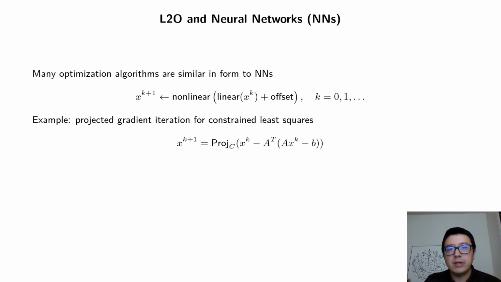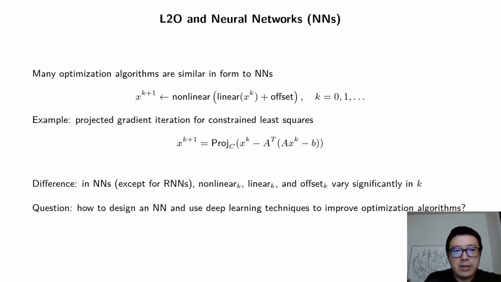And consider, in comparison, an iteration for constrained least squares, where we want to minimize the 2-norm squared of Ax minus b, subject to x belonging to the constraint set C. The inner step is gradient descent on the objective, and the projection step projects the output to the constraint set. This is a linear operator with offset, and projection to C is usually a nonlinear operator.